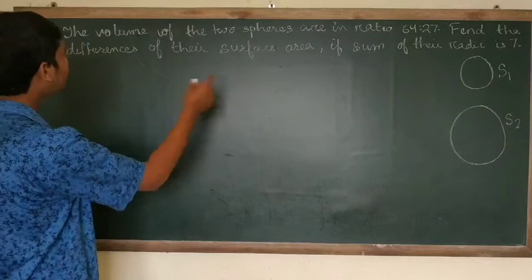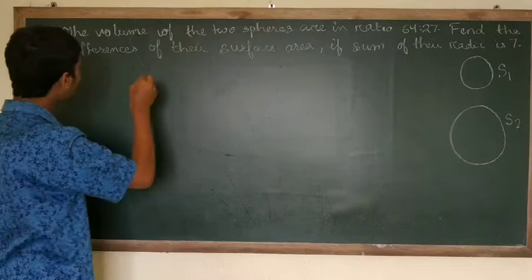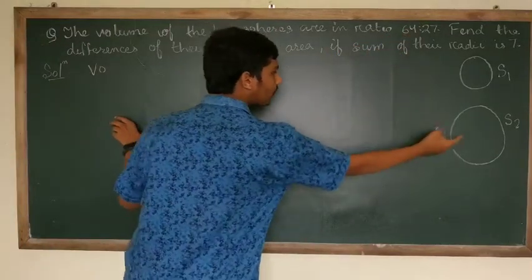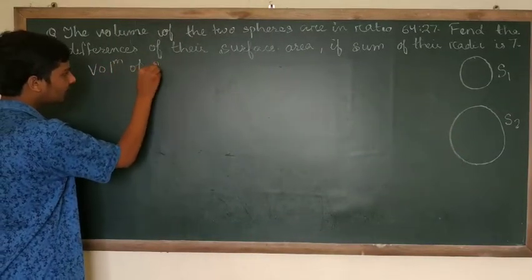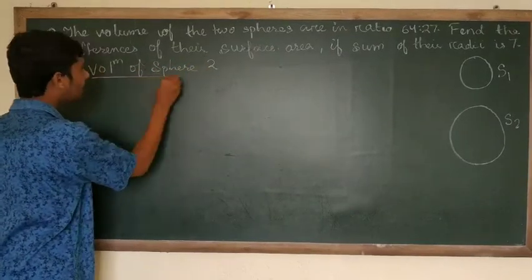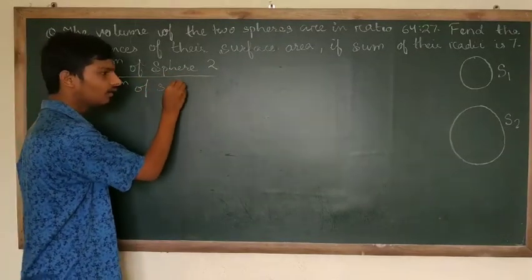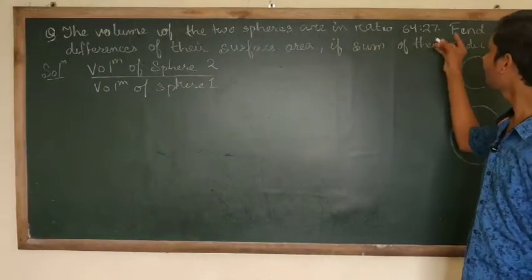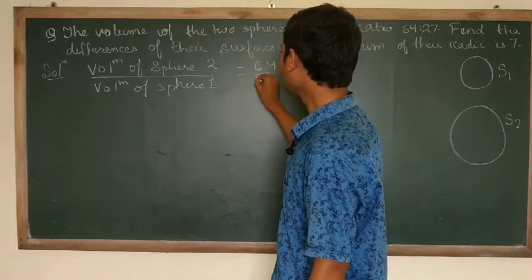So what is the solution? It is the ratio of volumes. The volume of the bigger one is 64. So we have to write volume of sphere 1 by volume of sphere 2. How much is given? It is given as 64 is to 27, that is 64 by 27.